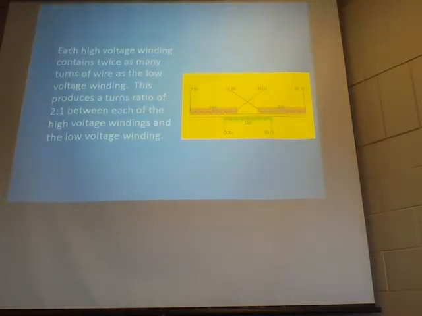Each high voltage winding contains twice as many turns of wire as the low voltage winding. Turns ratio 240, 120, twice as many turns. This produces a turns ratio of 2 to 1 between each of the high voltage windings and the low voltage winding.